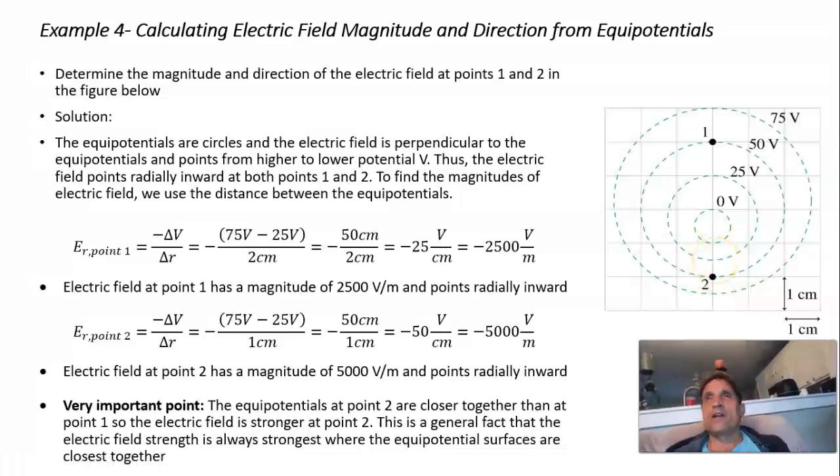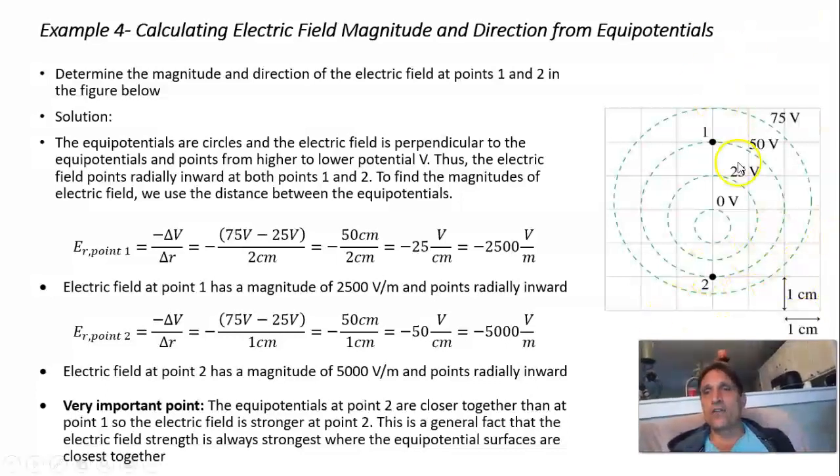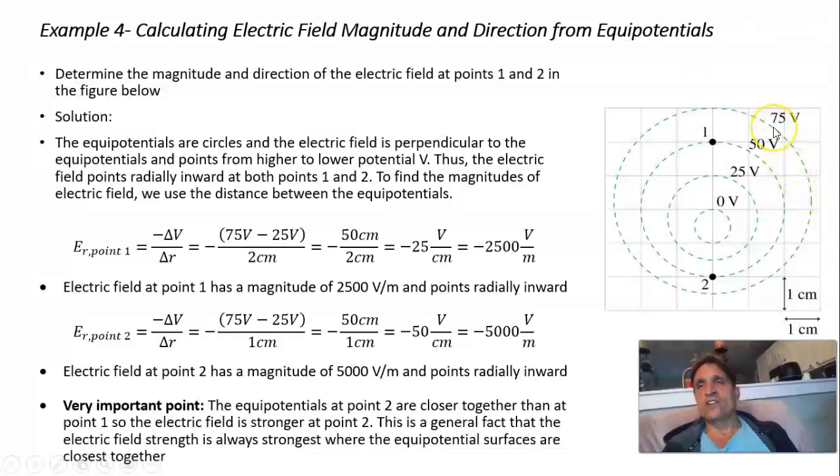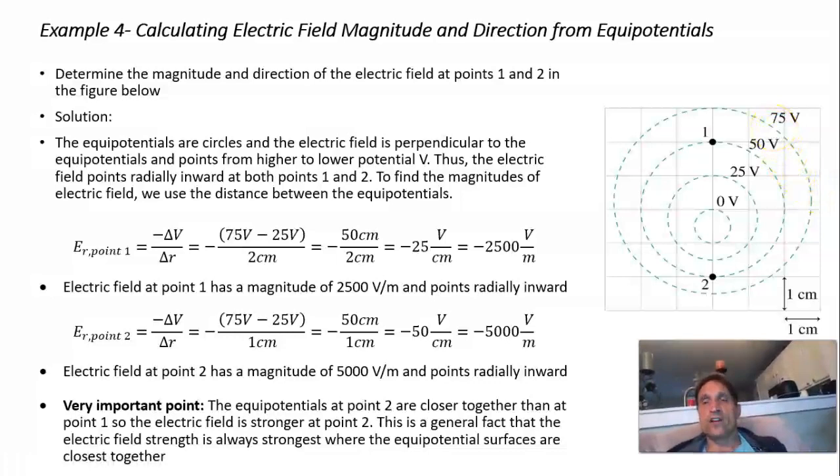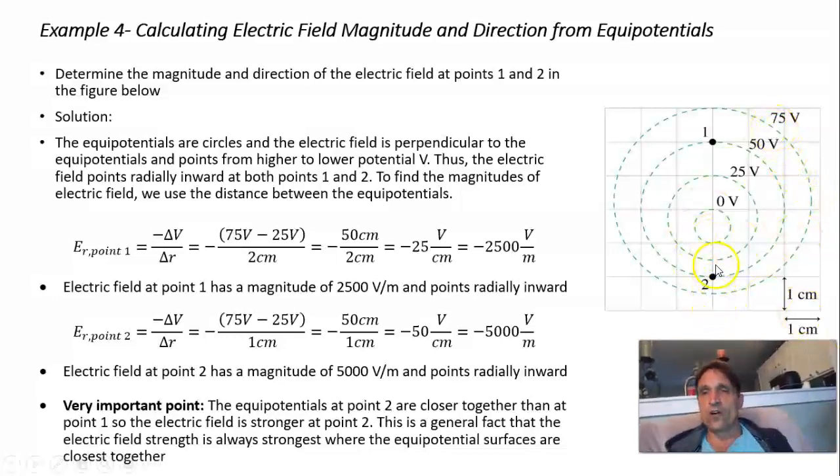If any of you have ever taken a meteorology course or are doing environmental science, or you watch the Weather Channel, you might have heard them say that the winds are strongest where the isobars are closest together. Isobars are the same as equipotentials, only isobars are surfaces of constant pressure, whereas equipotentials are surfaces of constant potential. So just like the winds are strongest where the isobars are closest, the electric field is strongest where the equipotentials are closest.